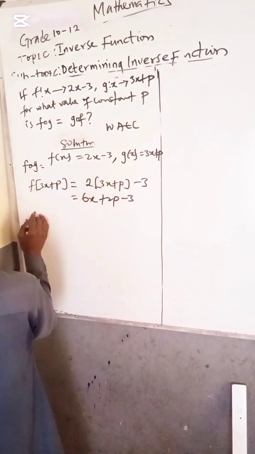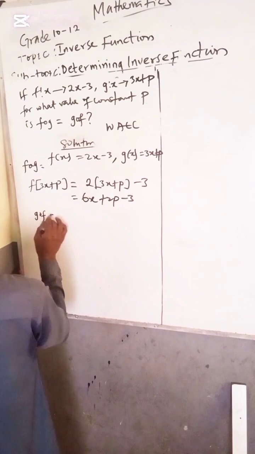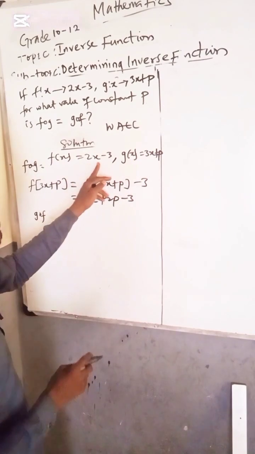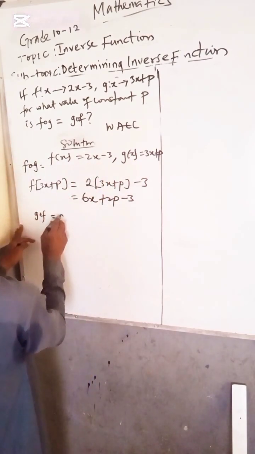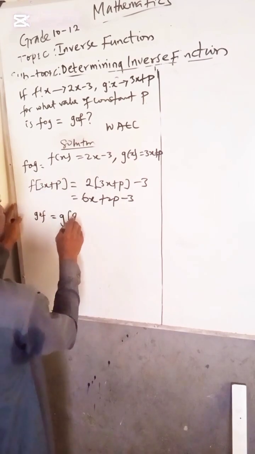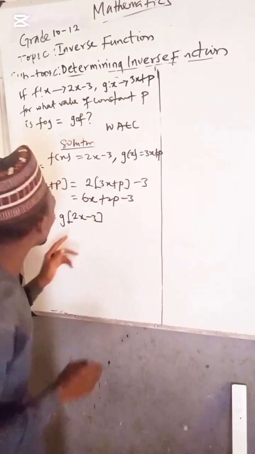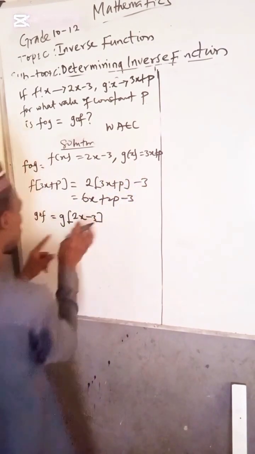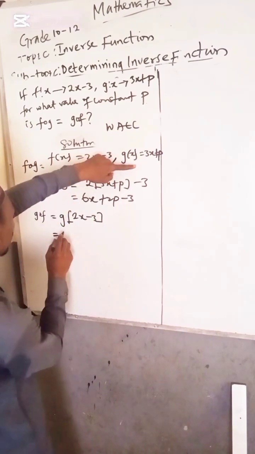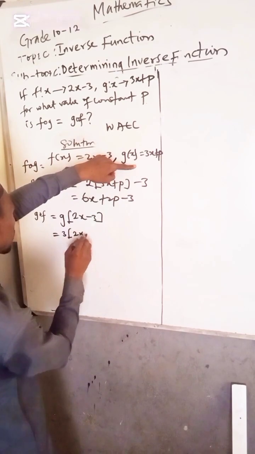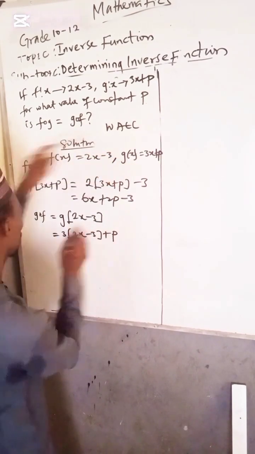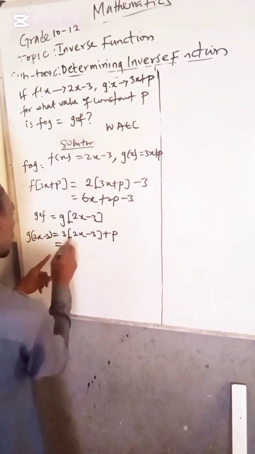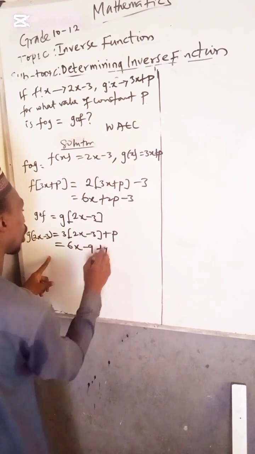Now, let's check again for gof. Here we have g of f of x, and f of x is 2x minus 3. So to have this gof, we have g of 2x minus 3. Anywhere we see x in g of x, we replace with 2x minus 3. So we now have 3 times 2x minus 3 plus p. That gives us g of 2x minus 3. Now we have 6x minus 9 plus p.